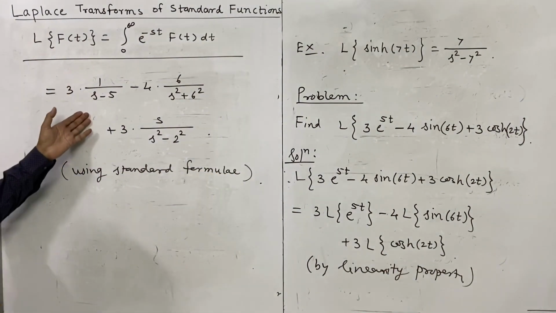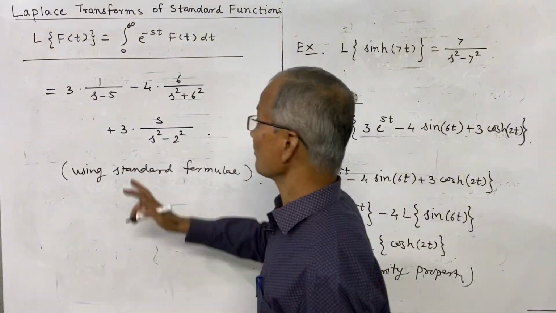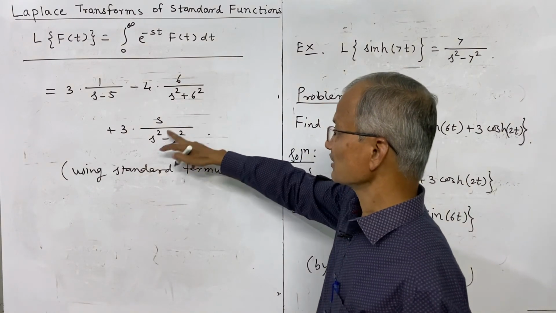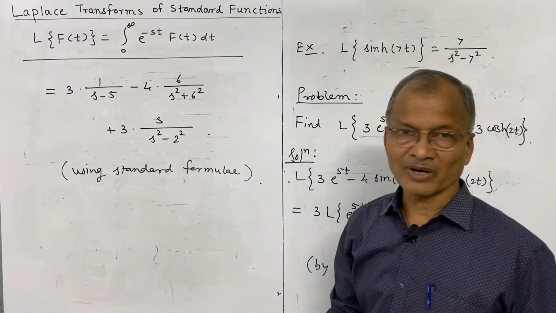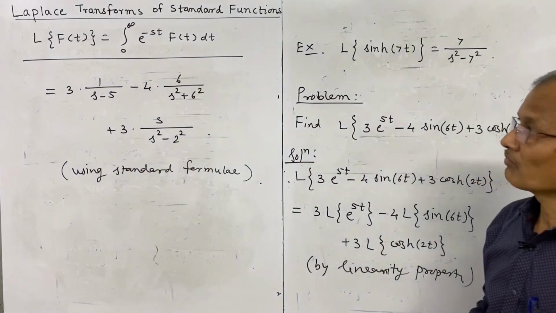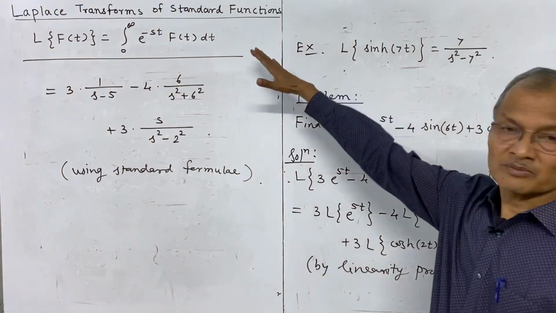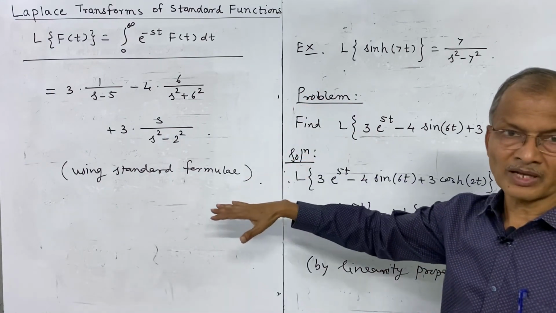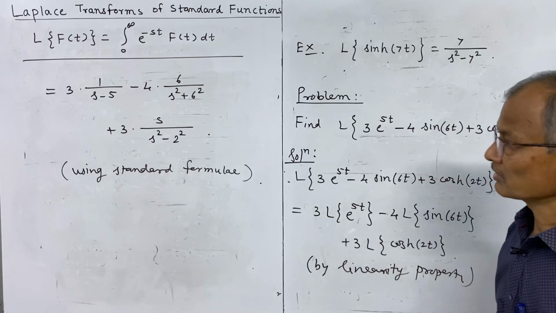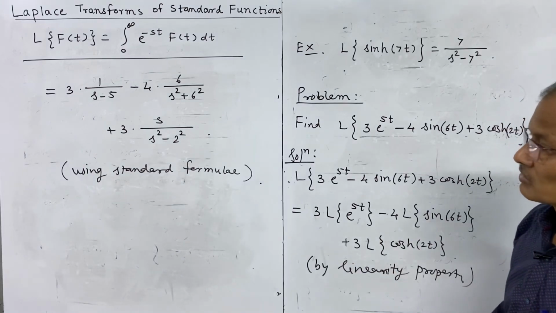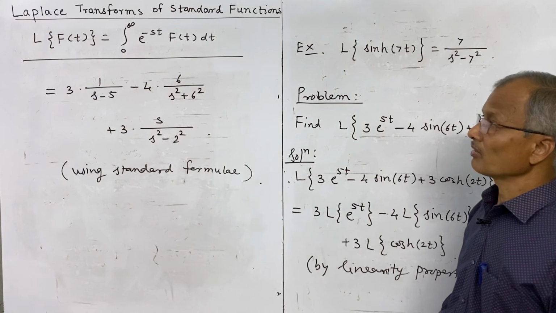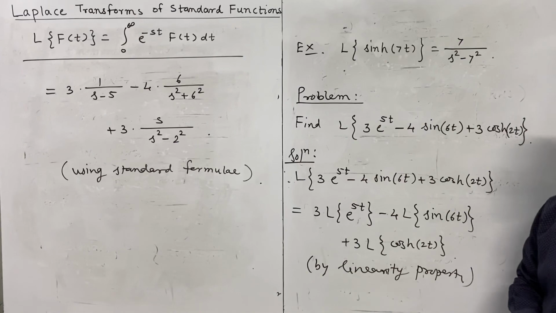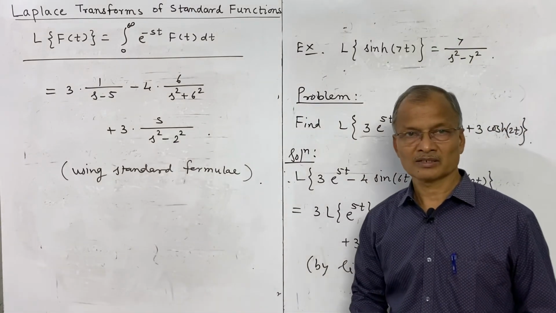This can be further simplified, and that is easy. 3 divided by s minus 5, minus 24 divided by s square plus 36, plus 3s divided by s square minus 4. So in this way we have obtained the Laplace transform of some standard functions, and earlier we have proved the linearity property. These formulae are important, and we can use the linearity property for obtaining the Laplace transform of a linear combination of functions. The remaining part we will continue in our next lecture. Thank you.